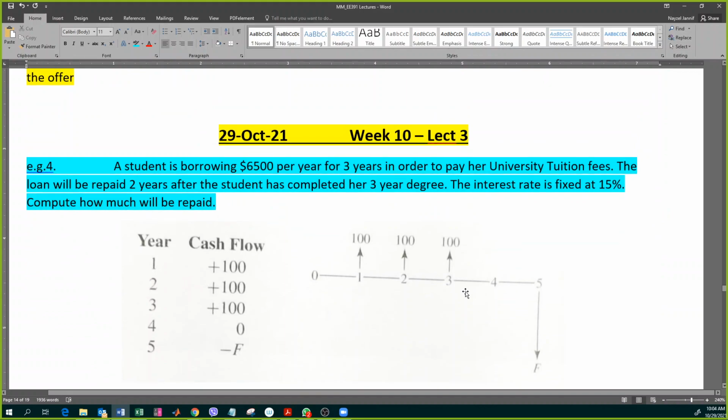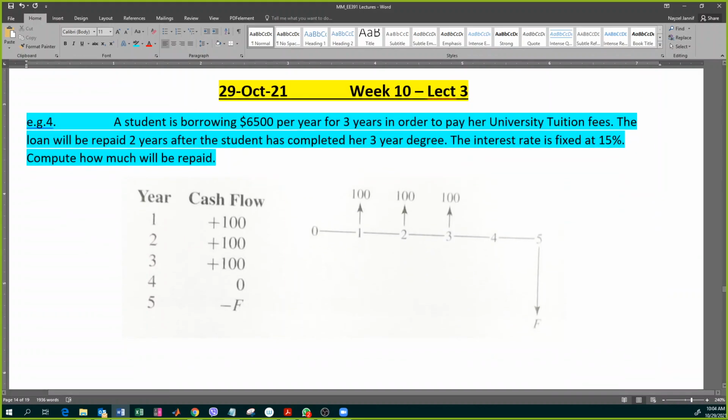Let's have a look at another problem. The way we are running the lectures, guys, is basically we'll be doing lots and lots of problems. This particular engineering economics is very heavy on the economics aspects, very heavy on the analytical aspects.